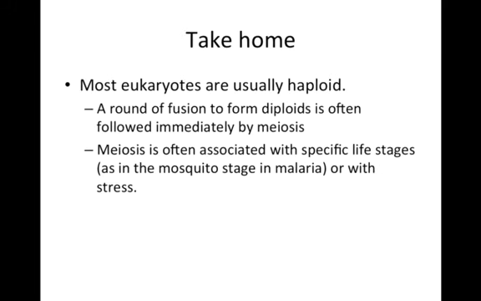Okay, so take-homes from this section. Most eukaryotes are unicellular, and most unicellular eukaryotes are usually haploid. Then they undergo a round of fusion to form diploids, and this is often followed immediately by meiosis. And we learned that meiosis is often associated with specific life stages, as we saw with the mosquito stage in malaria, or with the onset of some sort of stress.